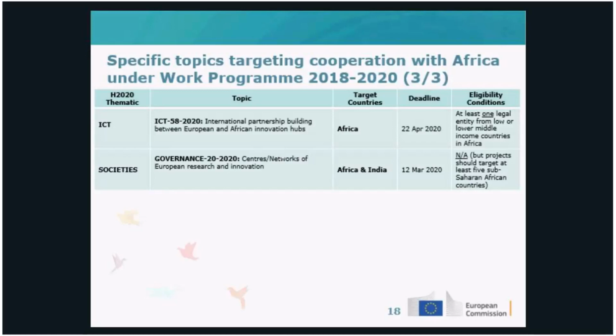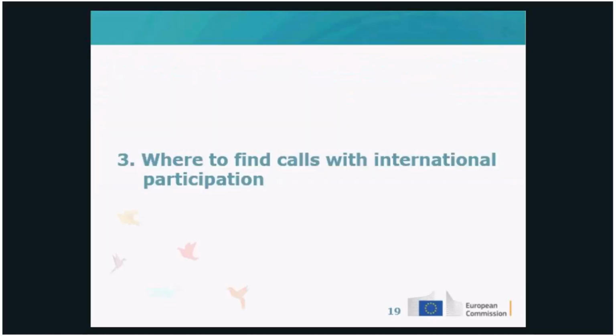So here there is no eligibility condition per se, as we saw earlier, but what the topic states is that projects should target at least 5 sub-Saharan African countries. So by looking at these conditions, you can identify the calls and topics that you can join. So where to find calls with international participation?